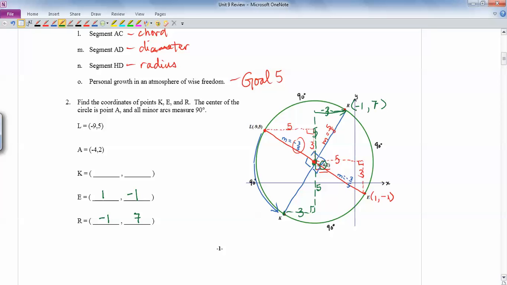And then to get K, well, remember this point right here is (-4, 2). So if I drop 5, the y's change by 5 and they go downwards by 5, so that'll be -3. And if I go to the left 3, the x's decrease by 3, so -4 take away 3 more, I'm at -7. Okay, so I'll make another video for the other pages.